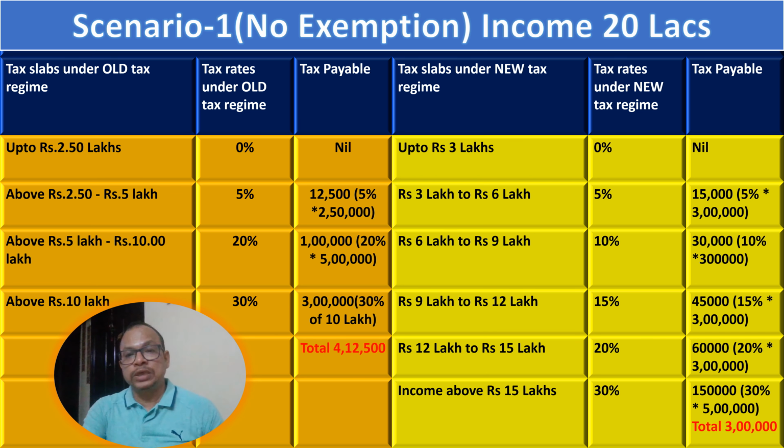the tax rate is 15% and the tax payable is 45,000, and for income of 12 to 15 lakhs the tax rate is 20% and the tax payable is 60,000, that means 20% upon 3 lakhs, and for income above 15 lakhs the tax rate is 30%. So the total tax payable under the new tax regime is 3 lakhs.